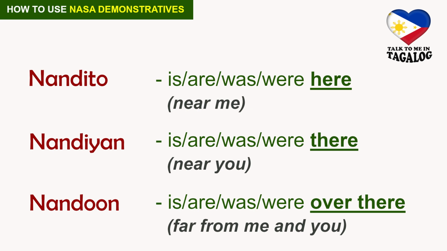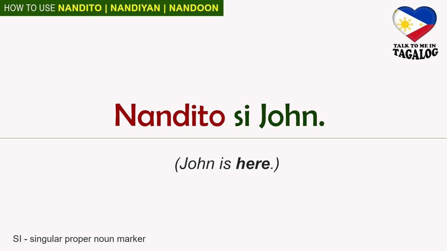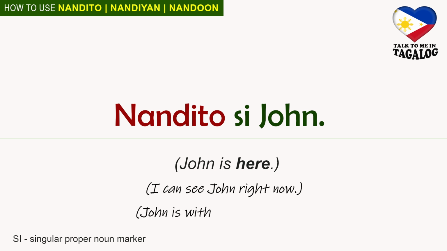Let's use them in a sentence. Nandito si John. Si is a singular proper noun marker for our subject John. Nandito si John. This sentence can be interpreted in different ways. John is here, or I can see John right now, or John is with me as we speak, which all mean the same. John is currently at the same place where I am right now. Nandito si John.